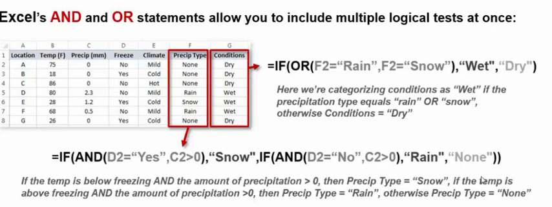To recap, we used IF and AND to determine the precipitation type. We used IF and OR to determine the conditions. This powerful combination of IF, AND, and OR functions is great for automating logical tests in Excel. Use these functions in your own datasets to categorize and analyze data efficiently.